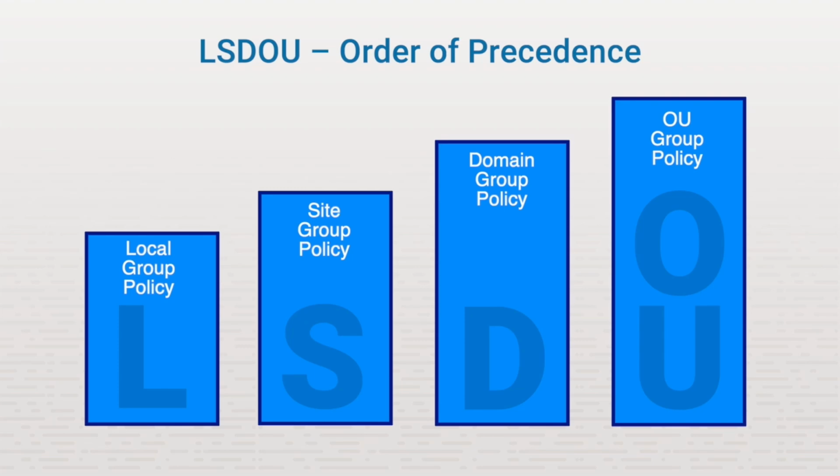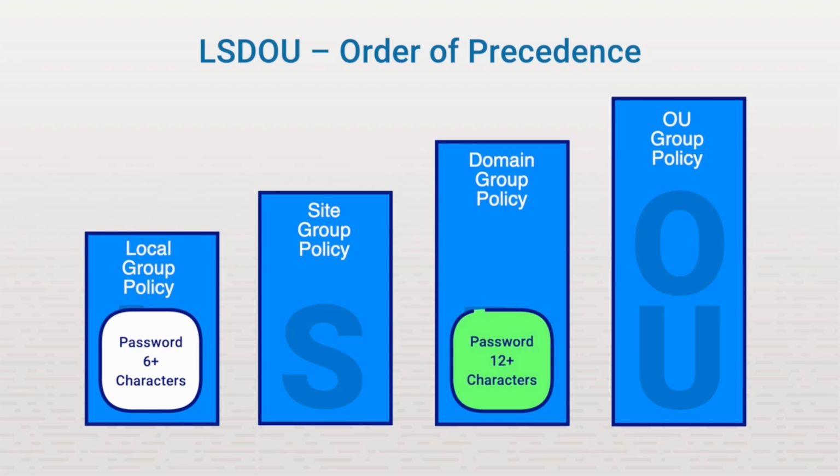As you move through this order of precedence, LSDOU, any group policy setting that's applied later in the process will override any policies assigned earlier in the process. For example, say the local group policy requires that a password must be at least 6 characters. However, the domain group policy requires that a password must be at least 12 characters. The 12-character policy assigned to the domain cancels out the 6-character policy assigned to the local group policy.